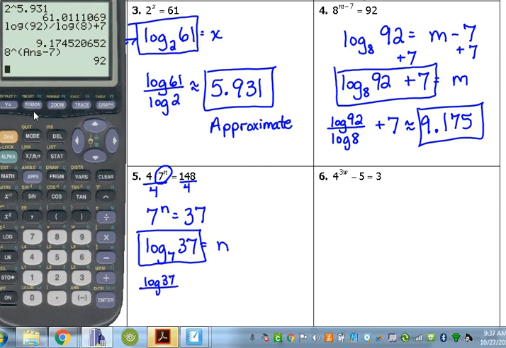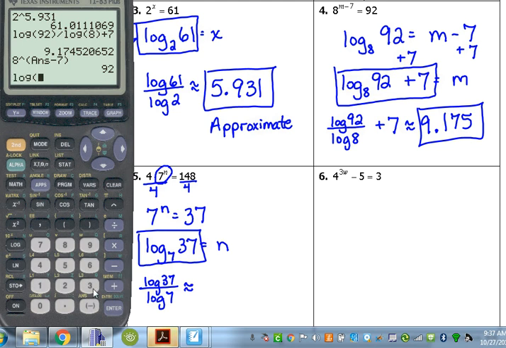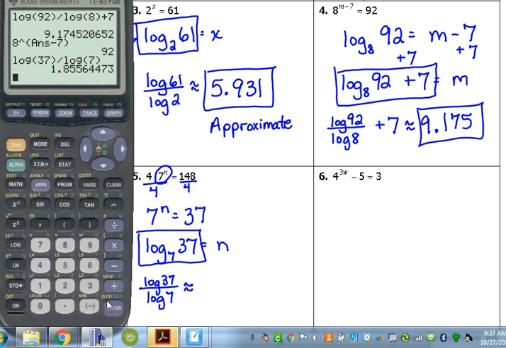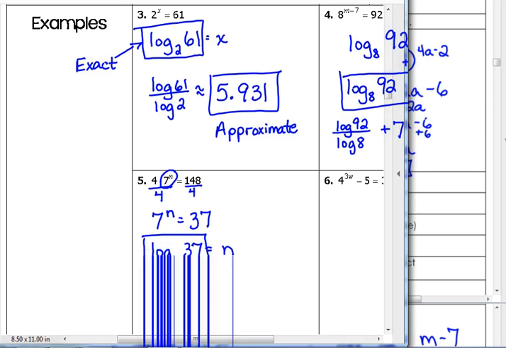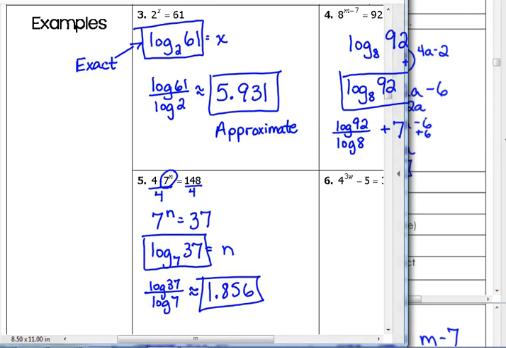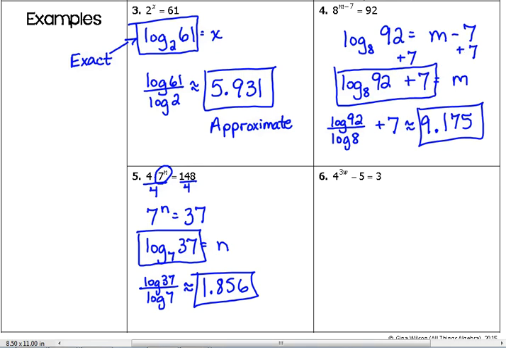Again, I like to write it out so that y'all don't forget how to do change of base. It's such a simple thing, but so many people forget how to do it. So hopefully if you write it every time, it'll stick. So 1.856 is our approximate answer. Check it. 4 times 7 to the answer, 148. There we go. All right, number 6.